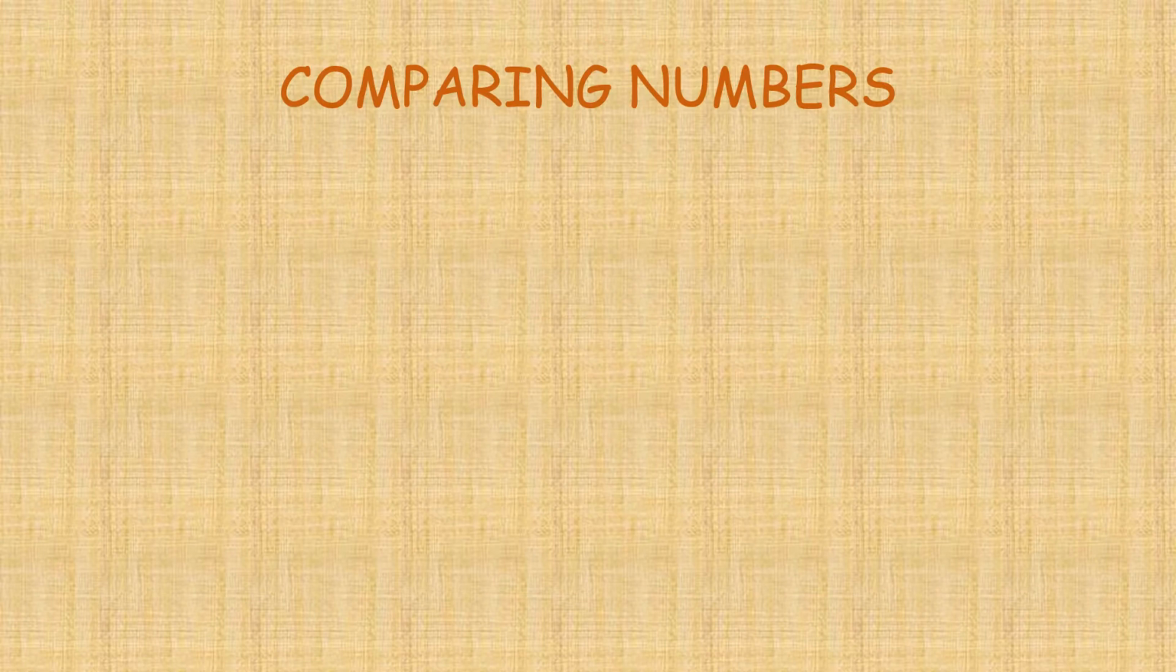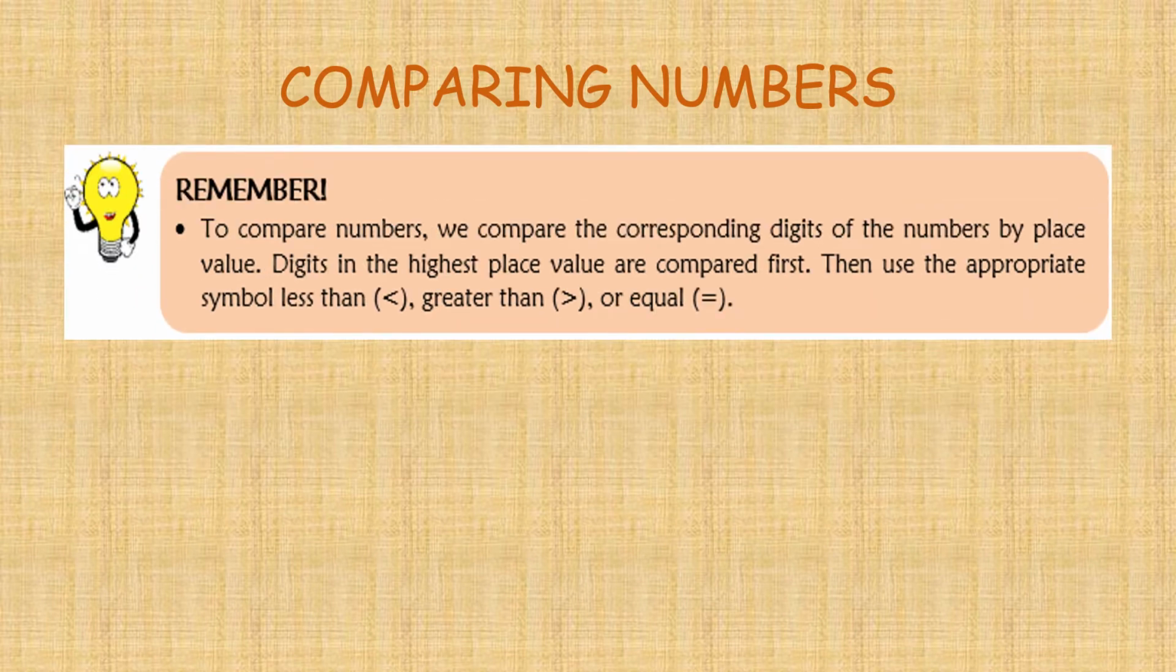So now that you learned the 3 relation symbols, I want you to remember the following when comparing numbers. First, to compare numbers, we compare the corresponding digits of the numbers by place value. Digits in the highest place value are compared first. Then, use the appropriate symbol less than, greater than, or equal.